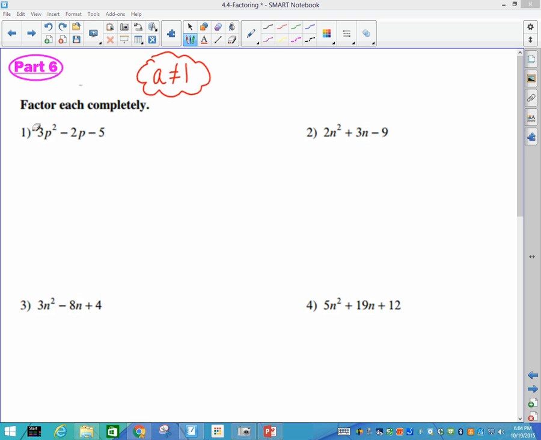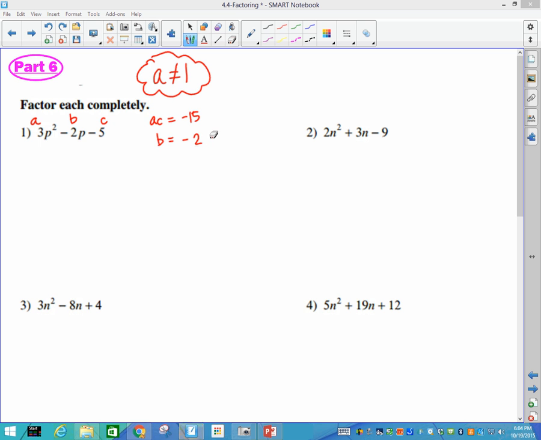All right, so A is not equal to 1 on these. And again, every time you do these problems, you always want to look for that GCF, which we don't have one here. So A is equal to 3, B is equal to -2, and C is equal to -5. So A times C is 3 times -5, which is -15. And B is equal to -2.